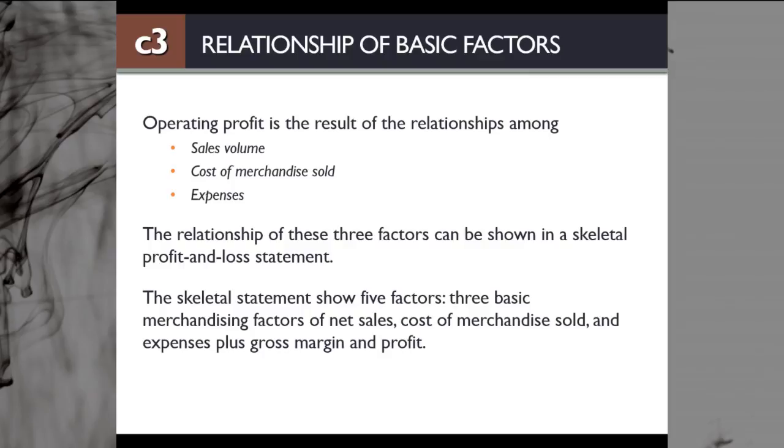Operating profit is the result of the relationships among sales volume, cost of merchandise sold, and expenses. Think about that you're doing a business. When you want to calculate the profit based on what you sell, you have to know about all these different components. First, you have to know how much sales you made, of course. You also have to know how much you spent to buy this product, because you have to deduct this amount from the sales.